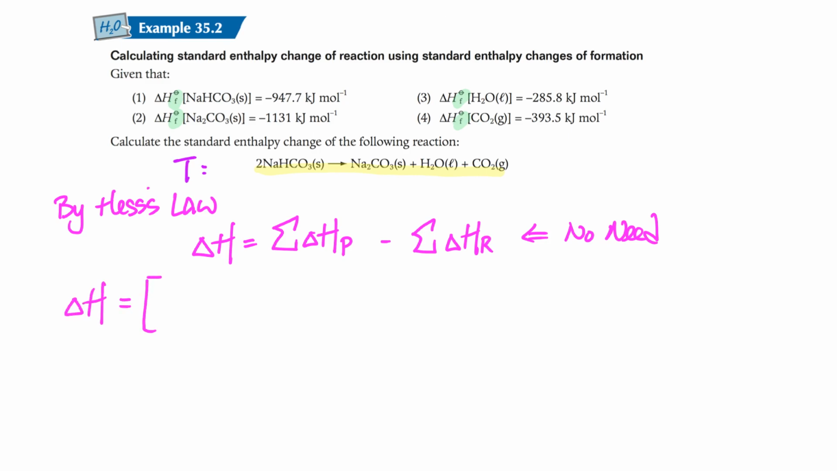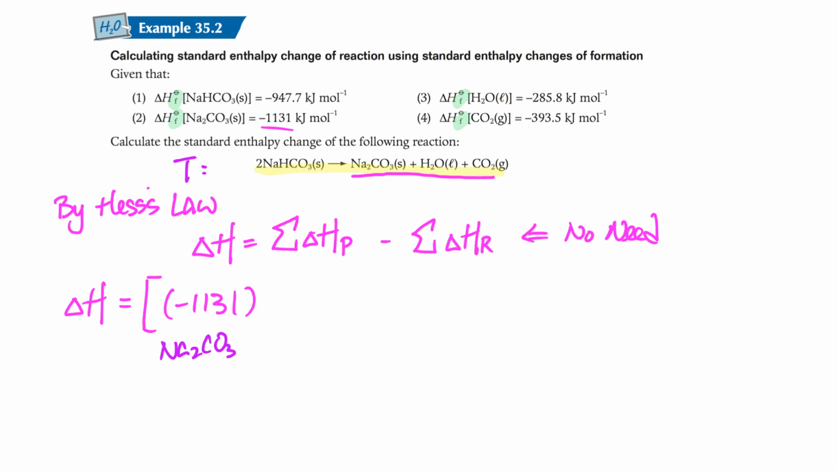So first of all, I will deal with the products first. Products, we have these. The first one, sodium carbonate, will be negative 1131. This is the sodium carbonate. You don't need to write this.